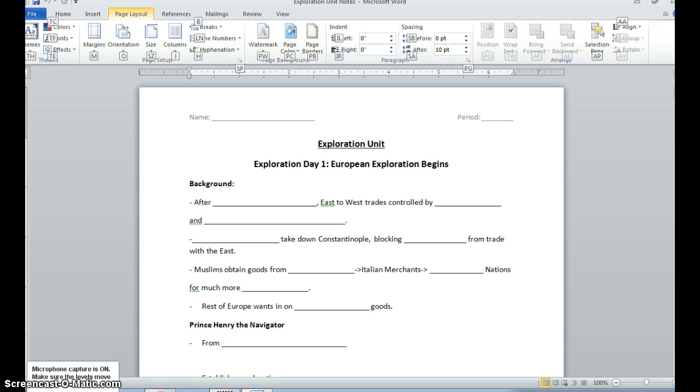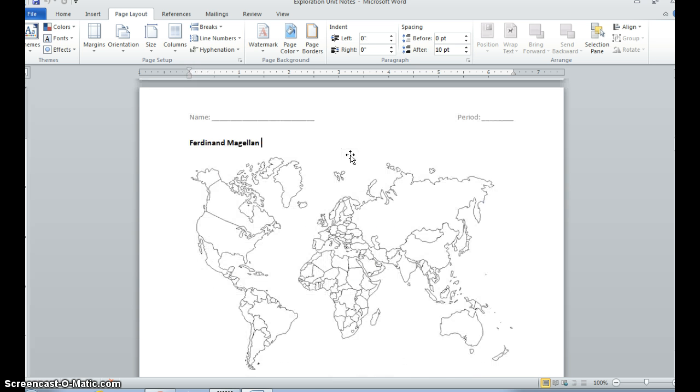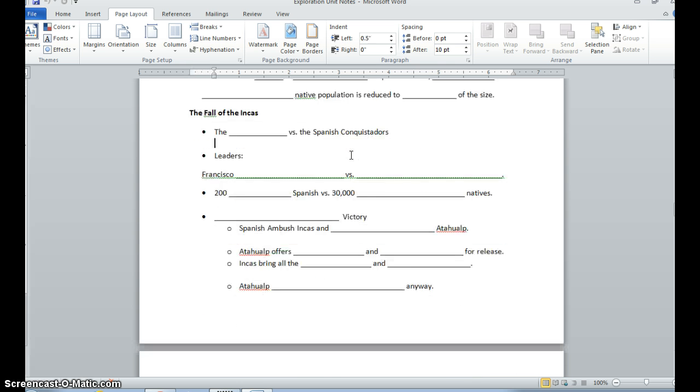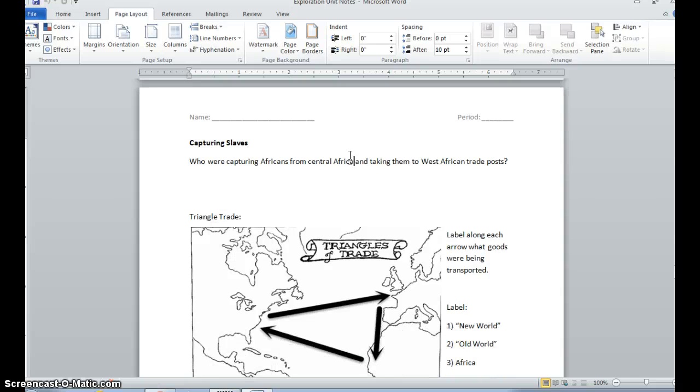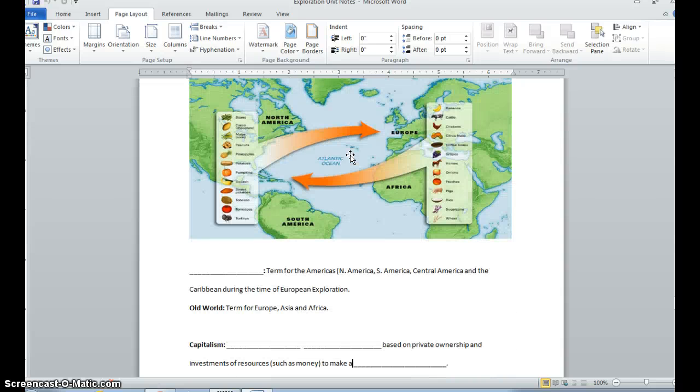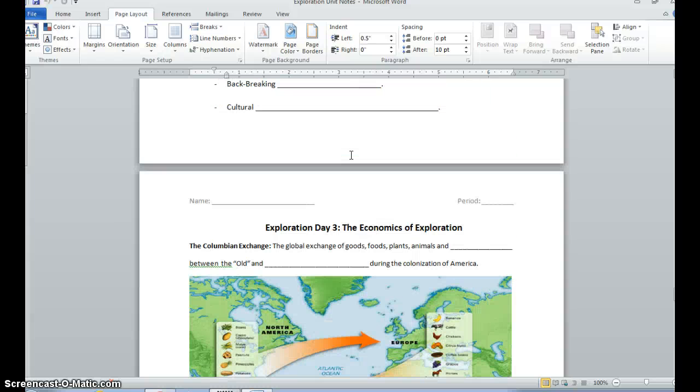First thing you need to do is take out this paper. It's in your binder. And we are down on day 4. So last thing we did was the slave trade, so you need to scroll past all that stuff. And we are on, it says exploration day 3, the economics of exploration. So pause the video while you get that all set up for you.